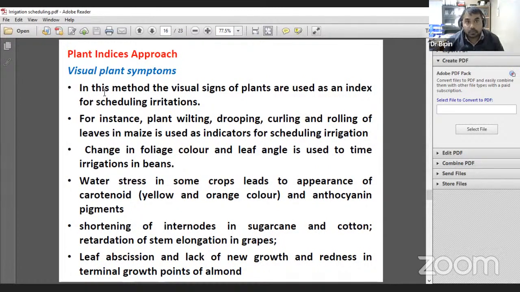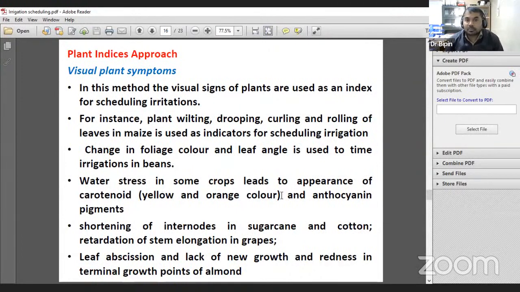Through that you can judge when to irrigate. So in the visual plant method, visual signs of the plant are used as an index for scheduling irrigation. For instance, plant wilting, drooping, curling, and rolling of leaf in maize is used as an indicator for scheduling irrigation. Changes in foliage color and leaf angle are used to time irrigation in bean.